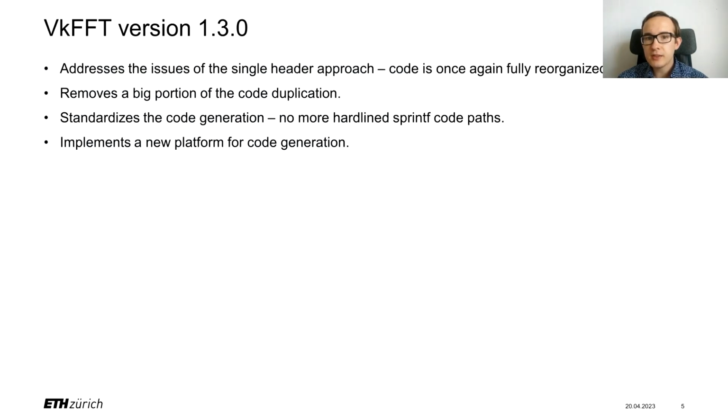In the new major release of VkFFT, version 1.3, I address the issues of the single header approach. Code is once again fully reorganized in multiple headers, but the codebase is still C, not C++. This update removes a big portion of code duplication and standardizes the code generation. Previously, the code generation had big chunks of hard-coded sprintf calls, and now all operations have a dedicated function call to them. All these modifications form a new platform for code generation, which I will now describe.